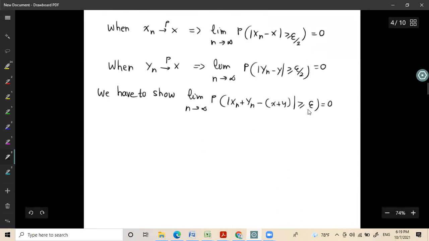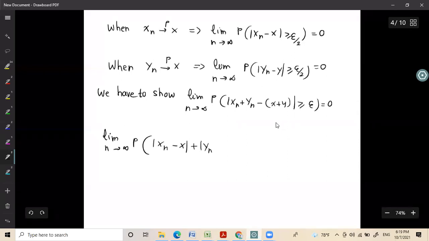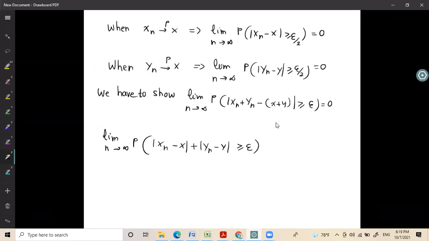Right. So we'll rewrite or rearrange the probability term and see how we can apply the things that we know. I'm going to write this probability as Xn + Yn - X - Y. This minus value is for both X and Y, so I'm going to write this as (Xn - X) + (Yn - Y). I can do that, and still you have this greater than or equal to epsilon. So this is our left-hand side. Now what is this?